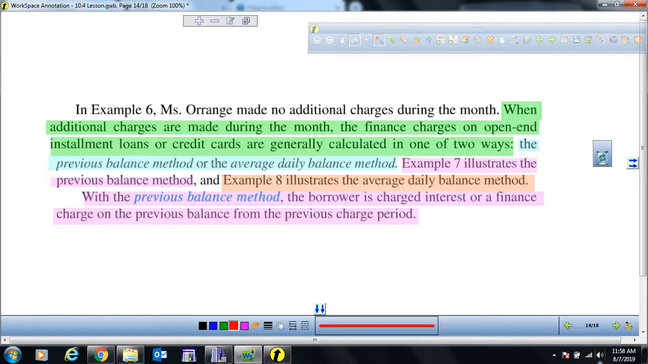With the previous balance method, the borrower is charged interest or a finance charge on the previous balance from the previous charge period. Okay. So just have the idea of what previous balance method means, which basically the name is telling us. The borrower will be charged interest or a finance charge on the previous balance from the previous charge period.